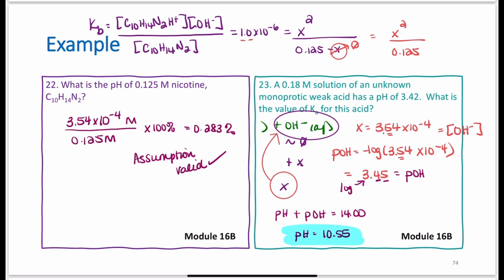Okay, the amount that's dissociating is really small. Less than 1% is actually stealing a proton. So assuming that x is negligible is absolutely valid. If I subtract that x value, 3.54 times 10 to the minus 4, from the actual concentration of the original nicotine, it wouldn't make a statistical difference to the value.